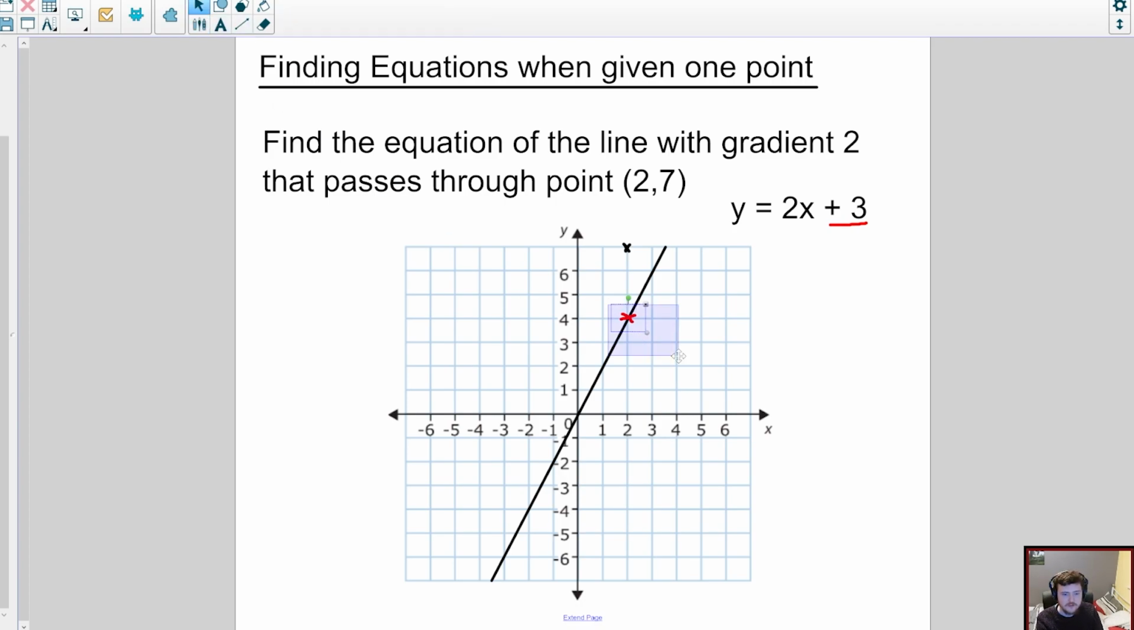But if you're not allowed to graph, replace the formula y equals mx plus c with the coordinates you've been given, and then find the other answer based on that. That's how you find c.